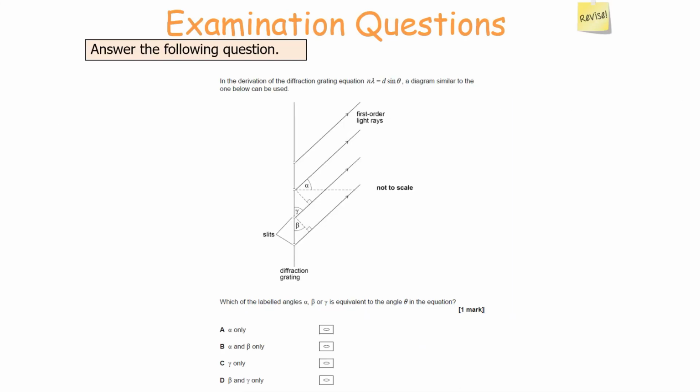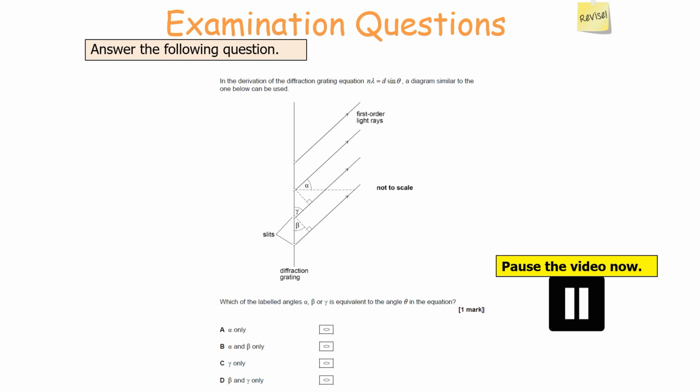So let's look at the following question. In the derivation of the diffraction grating equation n lambda equals d sine theta, a diagram similar to one below can be used. Which of the labelled angles alpha, beta or gamma is equivalent to the angle theta in the equation? So pause the video now, then unpause the video when you want to go through your answer.